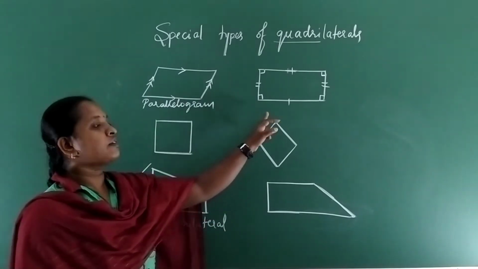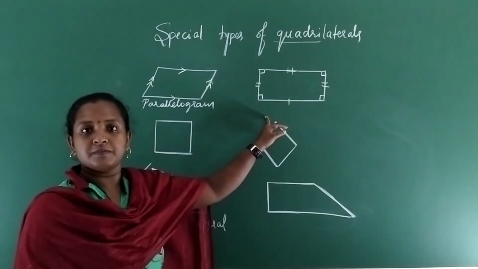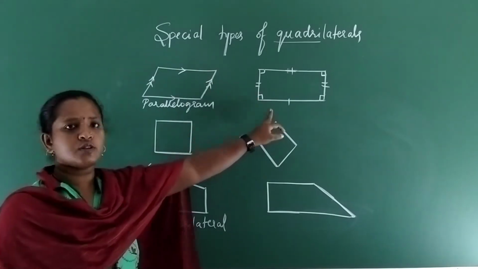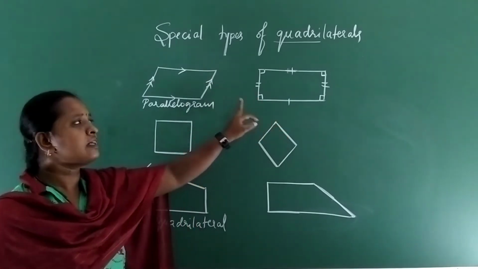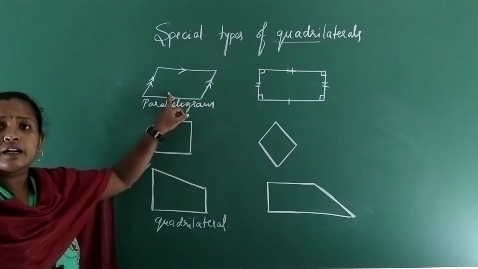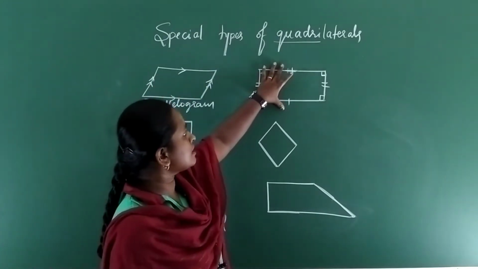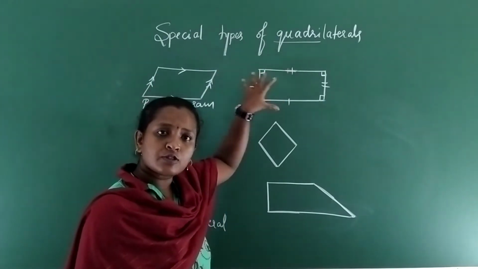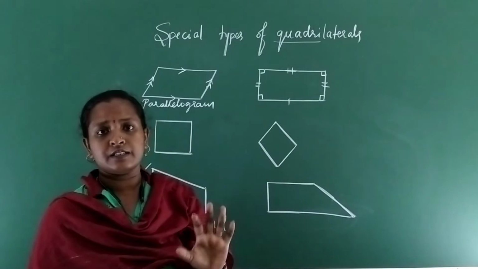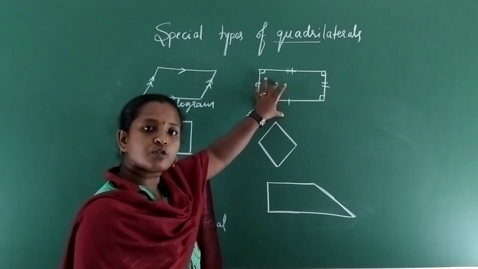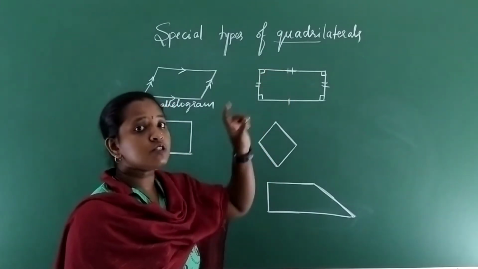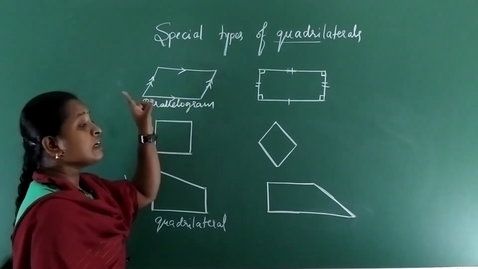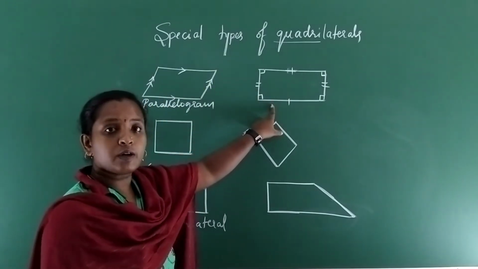Rectangle is also a parallelogram. Why? Because opposite sides are equal and parallel. Here also opposite sides are equal and also parallel. They never intersect anywhere. Understood? This is also a parallelogram. Why? Only one feature is added. That is, opposite sides are equal and parallel.